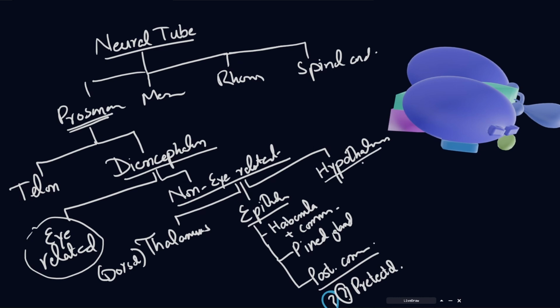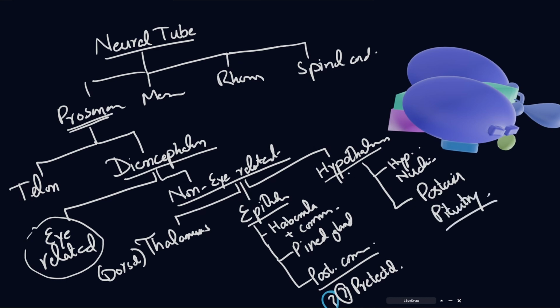Along with that, the hypothalamic nuclei, of course, almost all of the hypothalamic nuclei, not almost, actually all of the hypothalamic nuclei. And along with that, in the next lecture we will also discuss that it also forms the posterior pituitary, which is actually not a true gland, it is an extension of the hypothalamus, that we will discuss in the next lecture.